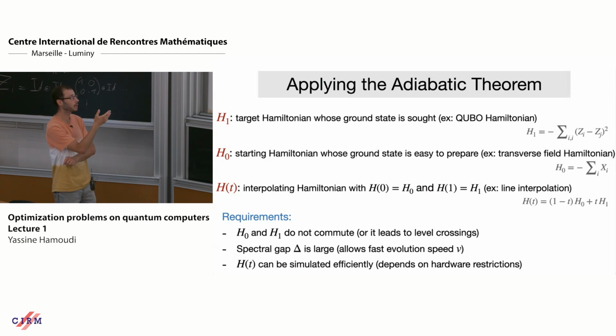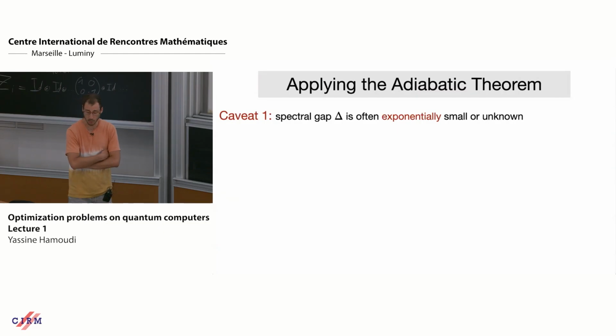I mean, in general, it's hard to say anything about how large delta is. And the last requirement: ht has to be efficiently simulatable using Hamiltonian simulation. So let me say a few words about this caveat. The first one, I already mentioned it. In general, when applying the adiabatic theorem, it is hard to say anything about the spectral gap. If it is extremely small, then the evolution will take a lot of time and the algorithm will not be efficient.